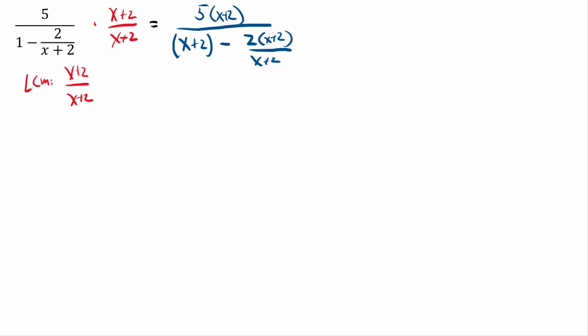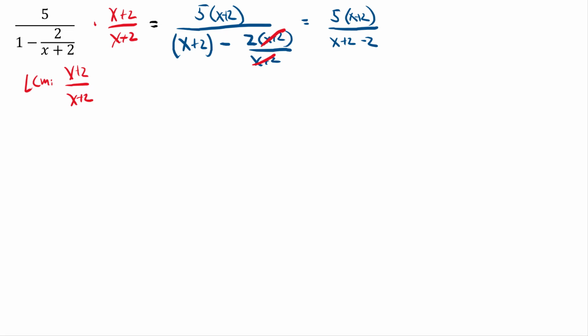Now you can see that this x plus 2 on this bottom fraction will cancel out. This guy goes away. So then we're left with a little bit more simplified fraction, almost there. So before I distribute through, we'll leave it as 5 times x plus 2. And then that'll be over, on the bottom, x plus 2 minus 2.